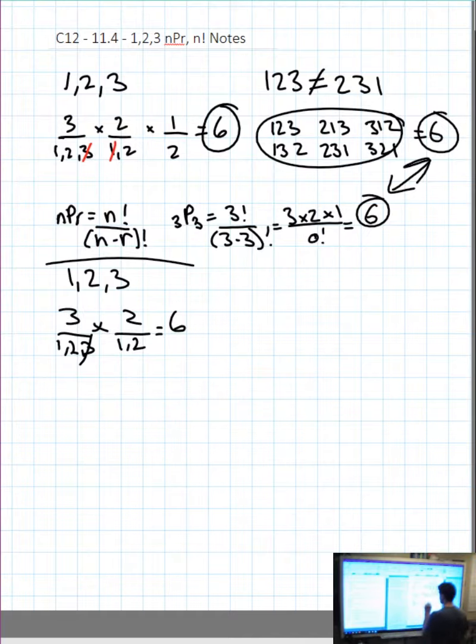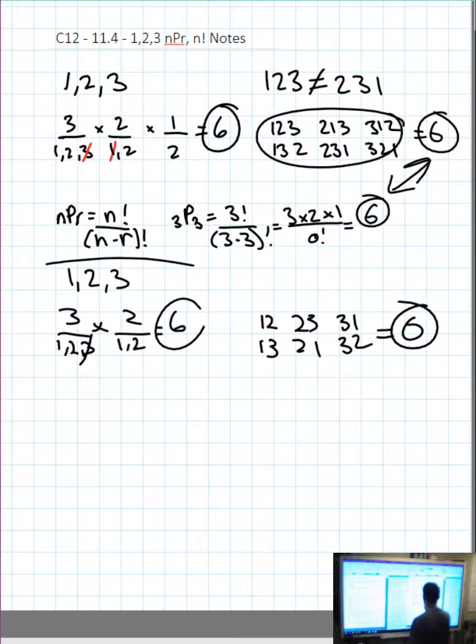We can list those off to the right: 1 and 2, 1 and 3, 2 and 3, 2 and 1. What are the other 2? And then, of course, again, 3 and 1 and 3 and 2. When the particular order matters, there are 6 of them.